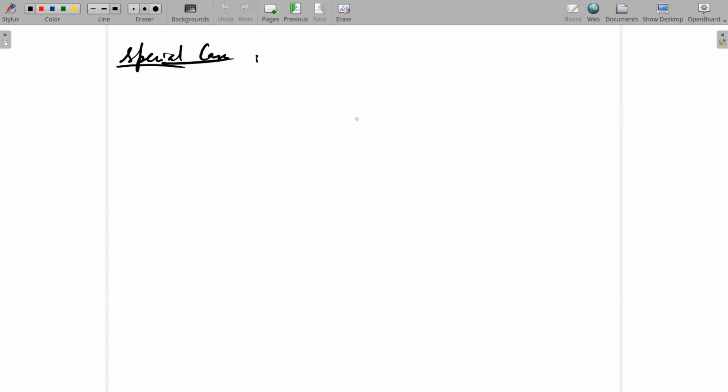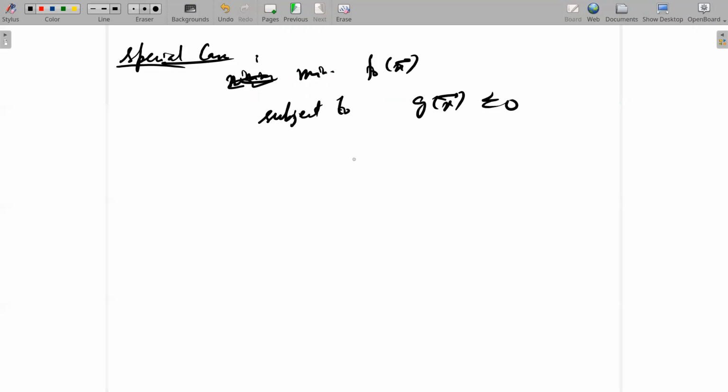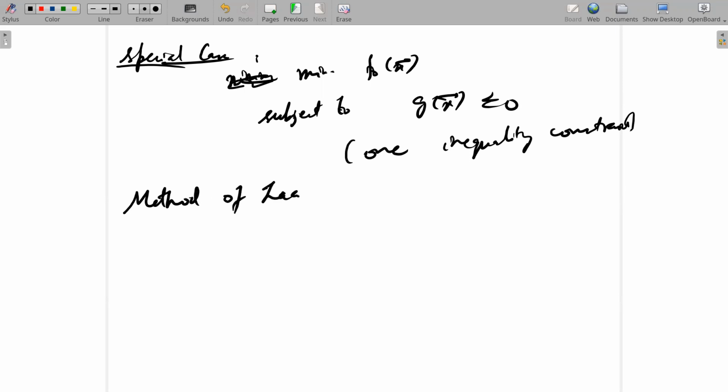All right, so special case, I want to minimize f naught of x, forget about the equality constraints, subject to g of x less than or equal to 0. So here, one inequality constraint. So we'll try to understand this. And the way we'll do it is what is known as the method of Lagrange multipliers.